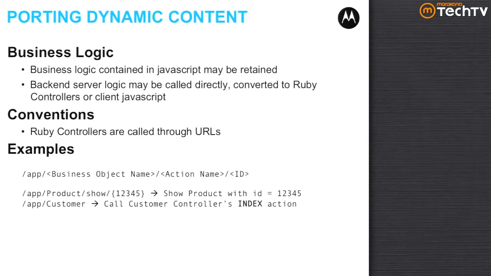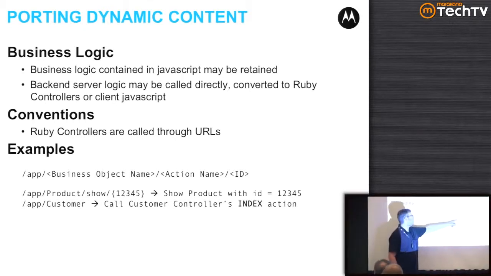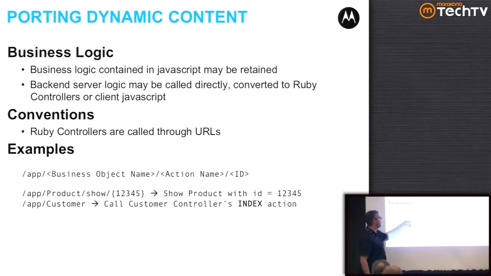Here's an example of a URL where you have app product show 1, 2, 3, 4, 5. And what this translates as is: show me the product with the ID equals 1, 2, 3, 4, 5. Now, any of you that have done Rails development, this is second nature. But if this is new to you, this is just a very structured, easy way of calling into your controllers and your business logic.